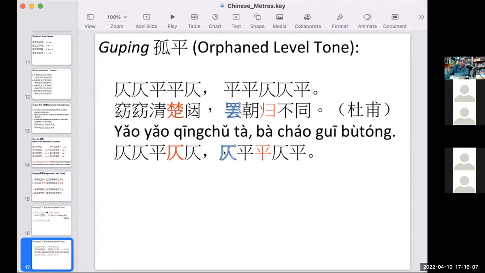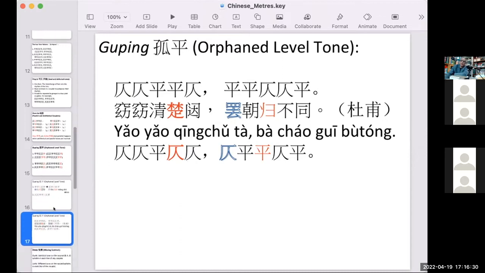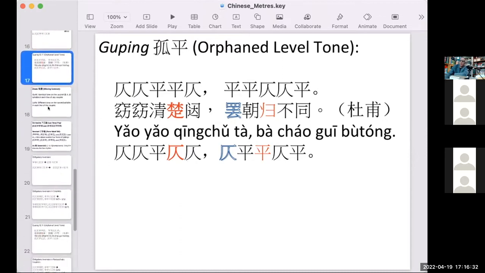That means change the ping into zi, and also change the zi into ping. Gui is ping. So in the end, the line would be read like zi, zi, ping, zi, zi, zi, ping, ping, zi, ping. Okay, so this is inversion and this is counter inversion to strike a balance in the rhythm.